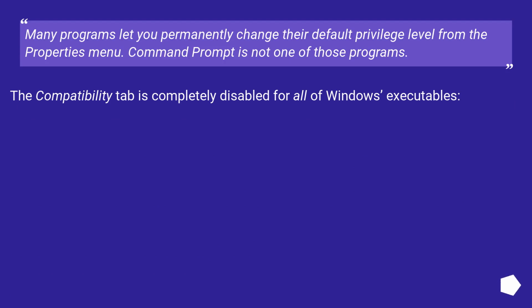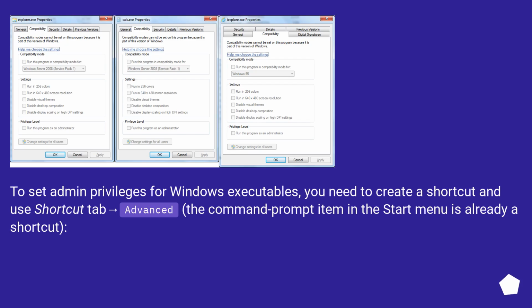Many programs let you permanently change their default privilege level from the Properties menu. Command Prompt is not one of those programs. The Compatibility tab is completely disabled for all of Windows' executables. To set admin privileges for Windows executables, you need to create a shortcut and use Shortcut tab, Advanced. The Command Prompt item in the Start menu is already a shortcut.